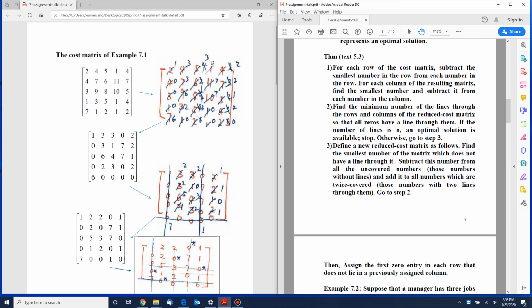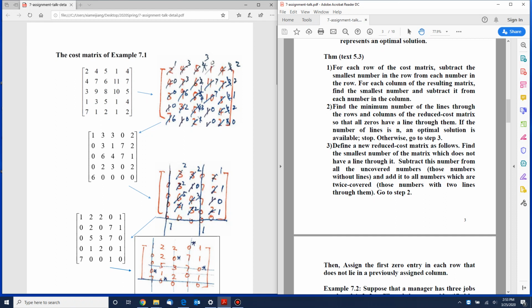So in this way, this matrix is 5 by 5. So here we only have 3, the least number of lines to cover all the zeros. In this way, we don't have an optimal solution. Okay, so we go to step 3.